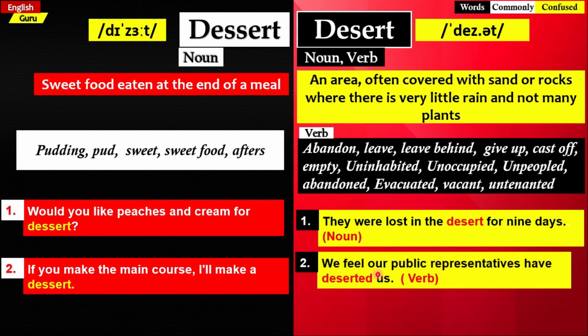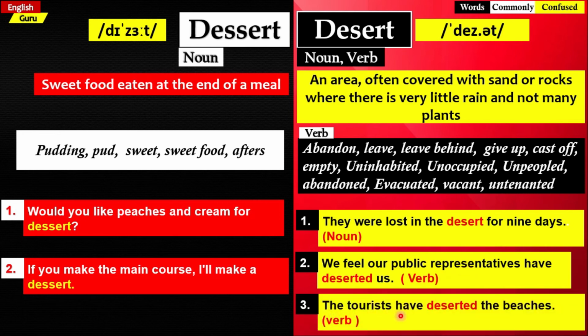Second one: we feel our public representatives have deserted us, left us, abandoned us. So here deserted is used as a verb. Left us. It's a feeling of most of the people in the country right now in this pandemic.